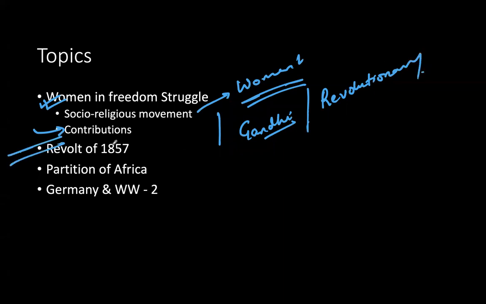Then we have one question on Revolt of 1857. We're talking about the causes associated with Revolt of 1857. Then from world history, Partition of Africa and Germany and World War II. So here you will learn about World War II and naturally the role of Germany over here. When we critically examine the role of Germany, to what extent we can blame Germany, we have to bring out the other aspect also.